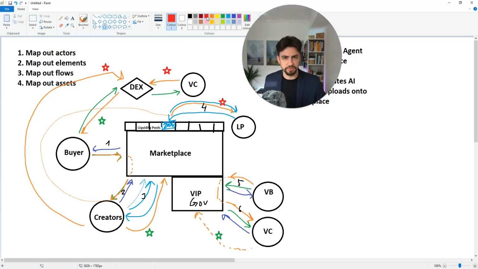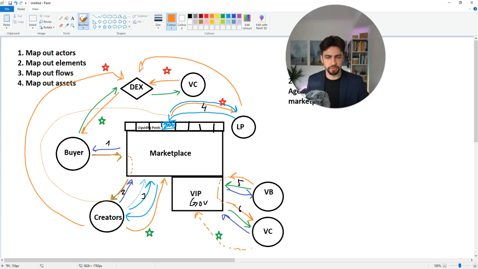That's a token faucet, because obviously what they're going to do, they're going to eventually just sell the token onto the exchange.